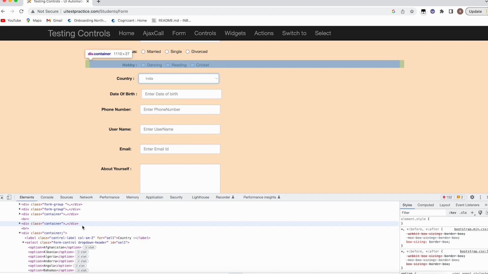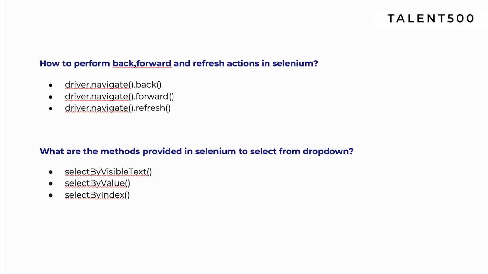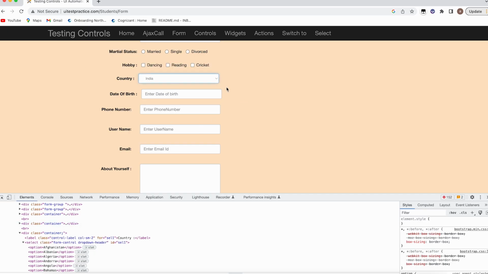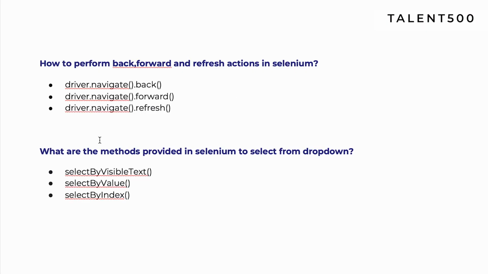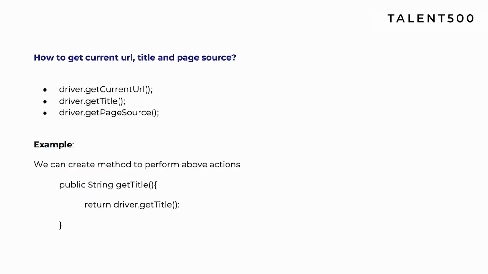Either go with the value. Value should be your first priority. Second priority would be your visible text. And I guess you have a fair idea how the drop down looks like, right? Thanks to this website actually, because it helps us to visualize things and understand them in a better way. Right, let's move on to the next question. How to get current URL, title, and page source?